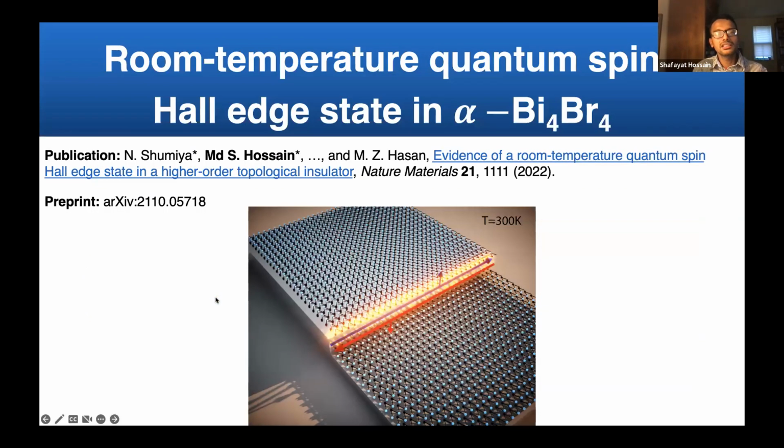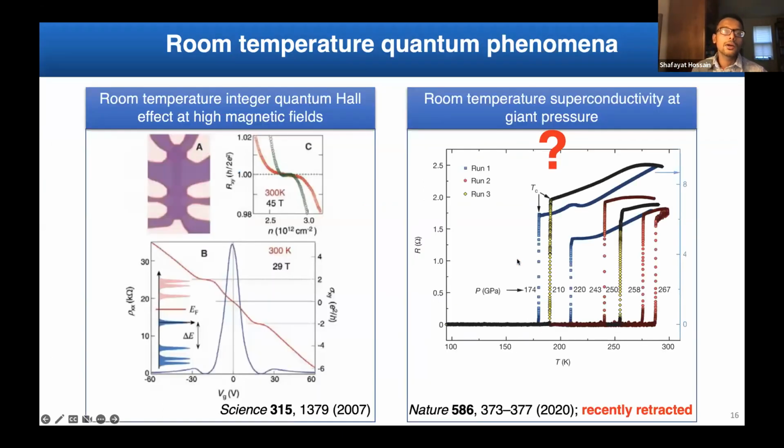So we start with the quantum spin Hall state in bismuth bromide at room temperature. The work came out in 2022 in Nature Materials. Room temperature quantum phenomena have always been interesting in the physics community. I would say the only macroscopic quantum phenomenon at room temperature reported so far is the integer quantum Hall effect.